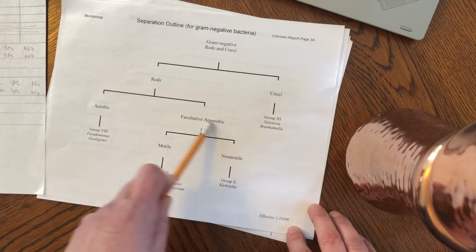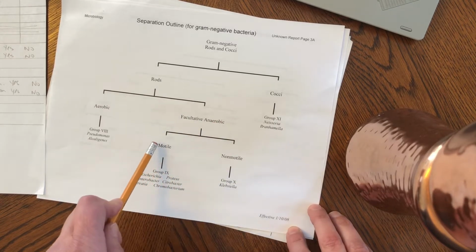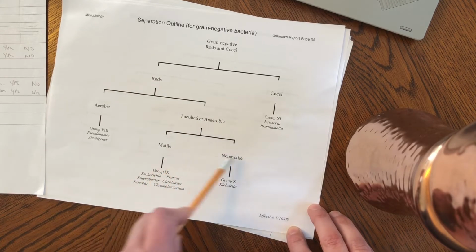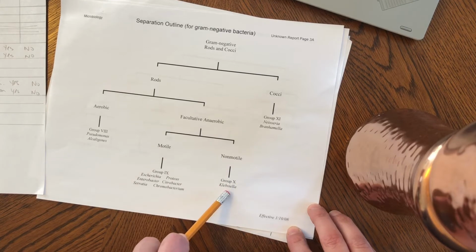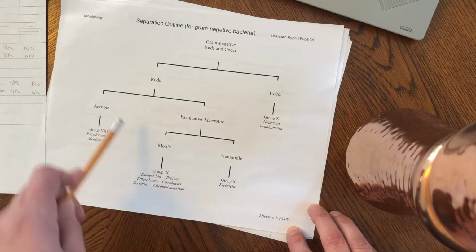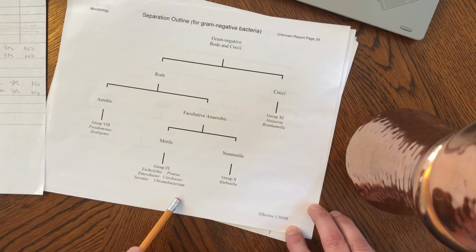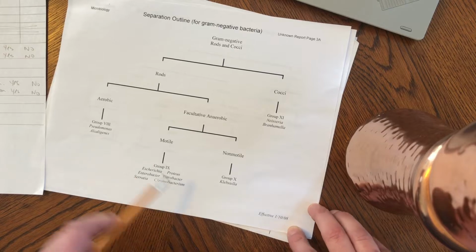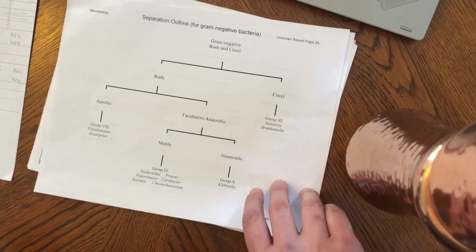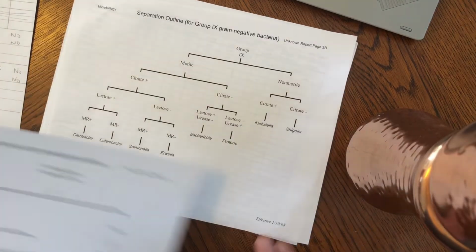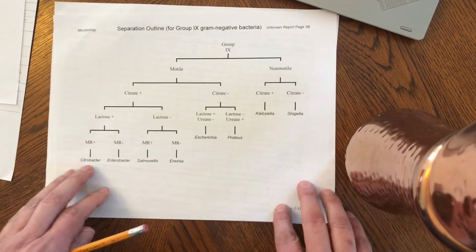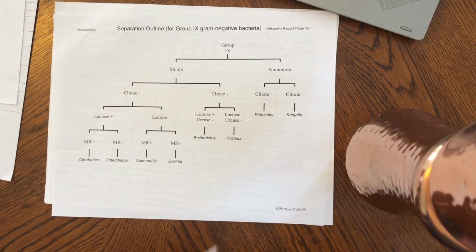Let's say you have a facultative anaerobe. Then you could end up either having a motile or a non-motile bacteria. If your bacteria is non-motile, the group that you belong to is group 10 and you're in the Klebsiella group. If you have a motile bacteria, you end up having a very large group. You end up in group 9. Group 9 is very big, and for that reason, I would have given you, and you'll have available to you, a second separation outline to break up group 9.